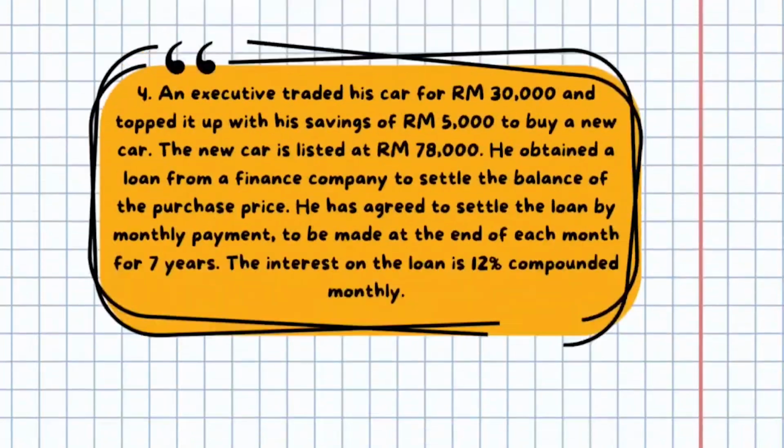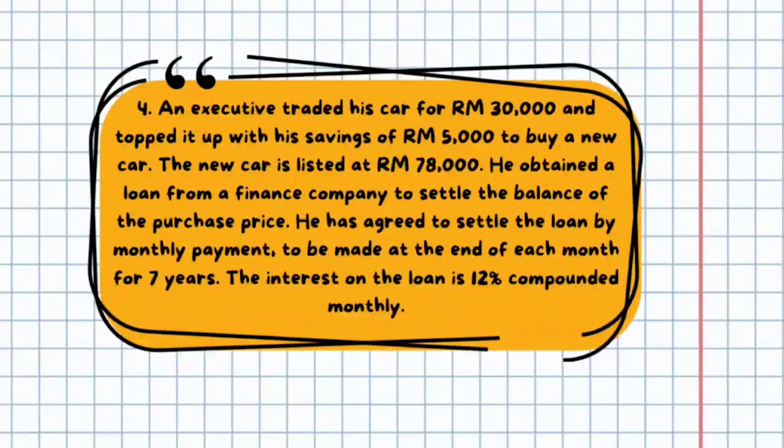Question 4. The keywords of this question: 30,000 ringgit is his traded car, 5,000 ringgit his savings, 78,000 ringgit is the price of the car, 7 is years, 12% is the rate, and compounded monthly, which is M equals 12, is the number of compounding periods per year. A. Find the monthly payment. The problem solving of this question is P equals 78,000 ringgit, R equals 0.12, T equals 7, and M equals 12.